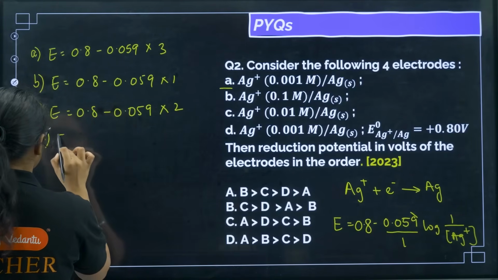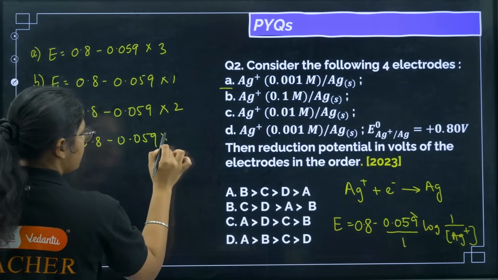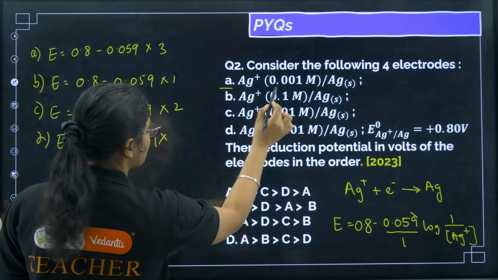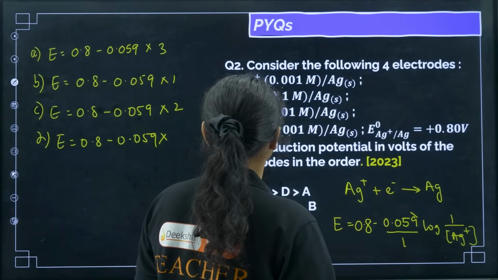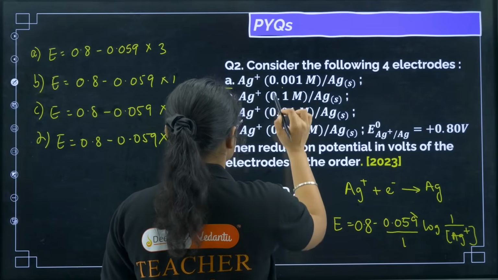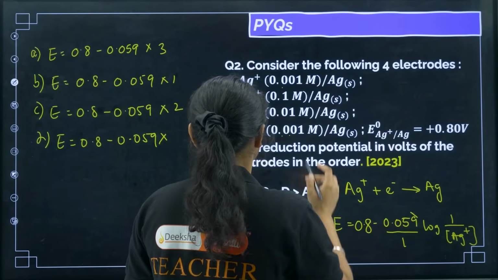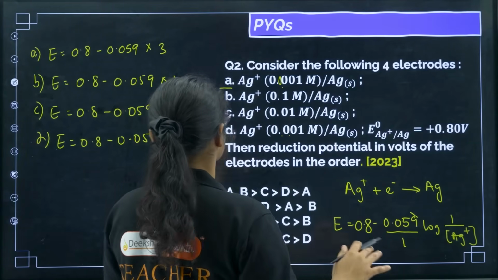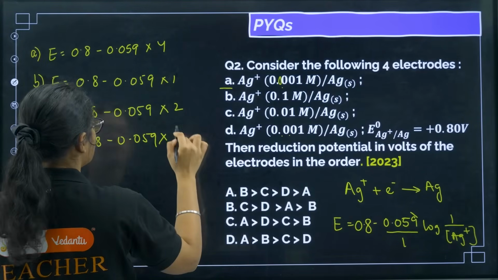Then here E is equal to 0.8 minus 0.059 into here I can easily make it 1, 2, 1, 2. Both of them are same. Just a minute. Okay, this one is actually 0.0001. Okay, so this is 10 to the power of 4. A small correction here. This is 4 and this is 3.